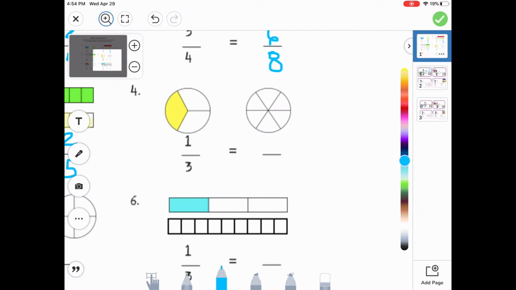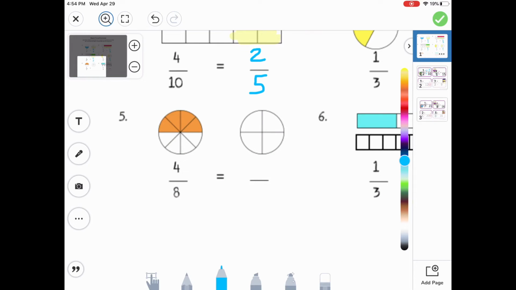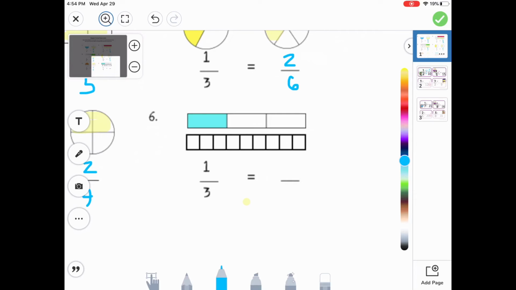Question number 4 has us shading in an equivalent fraction to 1/3, but instead of shading in 1/3, I have shaded in 2/6. Question number 5, I'm shading in a fraction equivalent to 4/8, but instead of 4/8, I shaded in 2/4. And the last question on the first page, instead of shading in 1/3, I have shaded in 3/9.